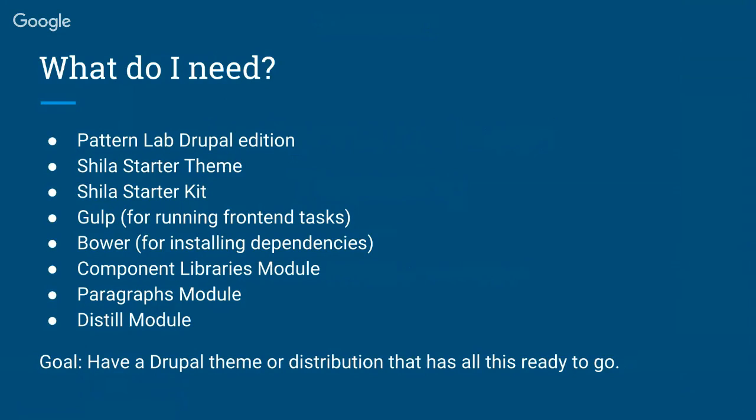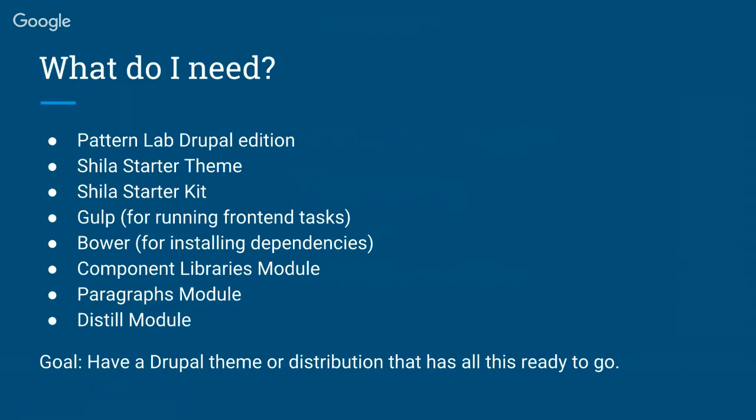So here's what you need in your Drupal install for all this to work. First of all, you'll need Pattern Lab Drupal Edition. I'm recommending Sheila Starter Theme and Sheila Starter Kit. That's what I started with, and then I built my own, but using that as a starting point. The starter kit's really nice. It comes with a gulp file and a Bower configuration that installs all the dependencies that you need, and already has the gulp task set up for compiling the Sass into CSS and copying your templates over to Pattern Lab, things like that.